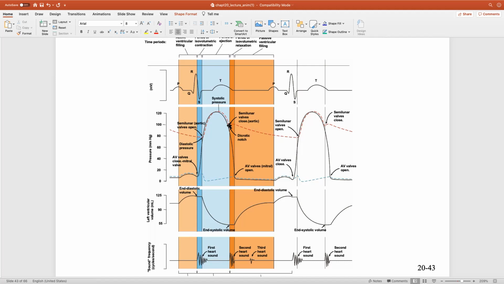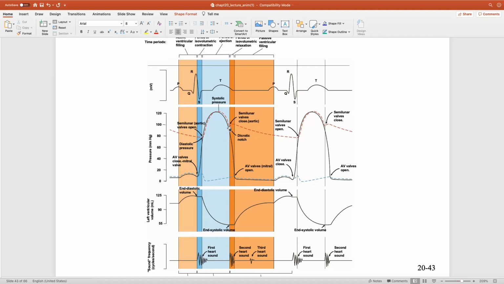As the aortic valve closes right here, we should hear a second heart sound. That second heart sound is then a sign that we have started diastole. Again, first heart sound is indicative of the start of systole. Second heart sound is the closure of the aortic valve, a sign that we have started diastole, right? It's a sign that the pressure has dropped significantly.